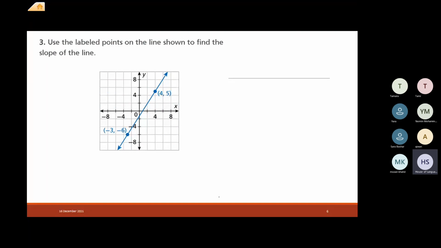Yes, the lesson is only for the slope. Let's see this example here. Here you have a line, and it has two labeled points. The first one is (-3, -6), and the second one is (4, 5). How will you find the slope of the line?